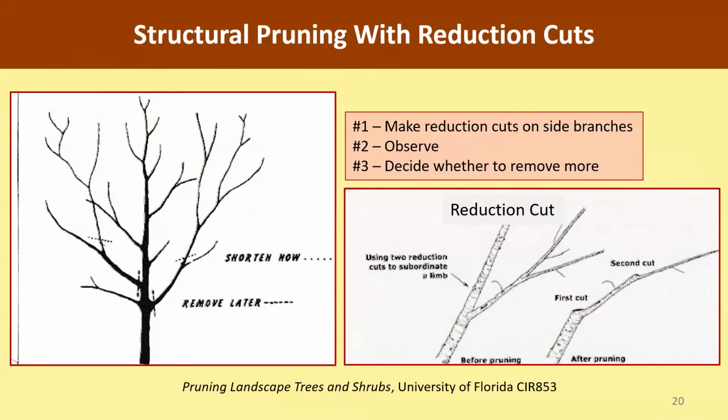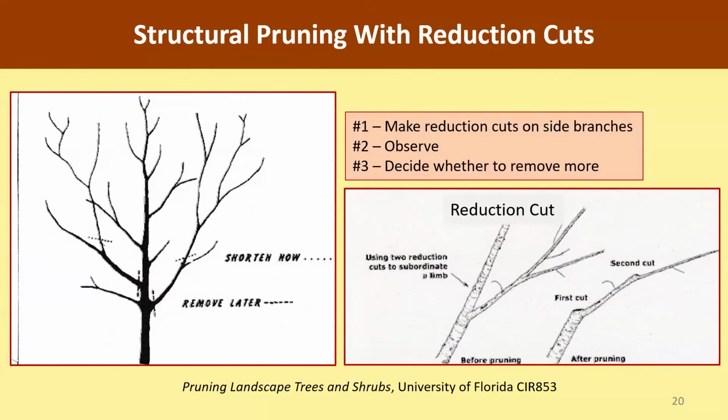So let's practice structural pruning with some reduction cuts on this tree. What's the problem? Well, we have the central leader. We have a competition on both sides from side shoots. And our goal is to reduce competition and allow the central leader to grow strong and faster. And what's the benefit? We are going to have better aspect ratio here and here, and that will give us a stronger tree.